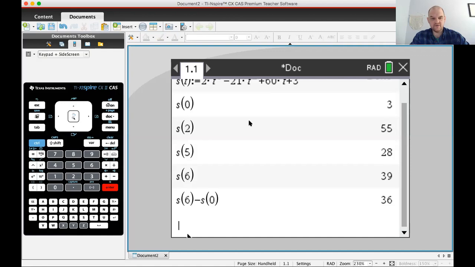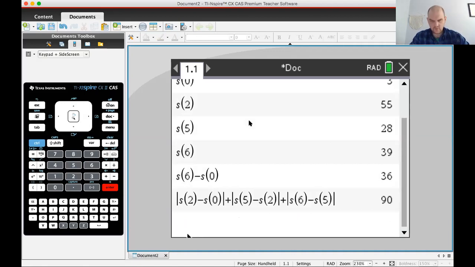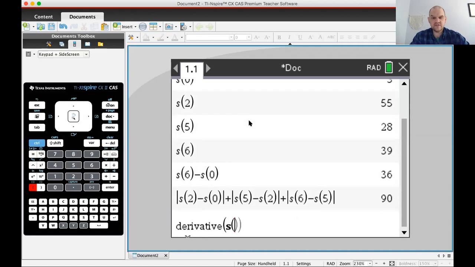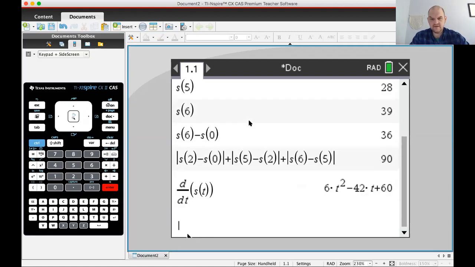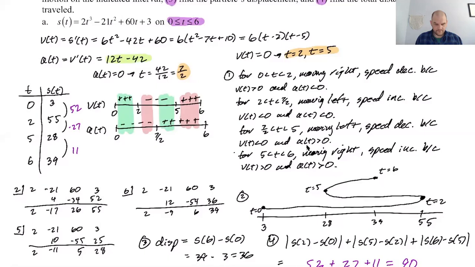And then for distance traveled, I need to do the absolute value of s of 2 minus s of 0, plus the absolute value of s of 5 minus s of 2, plus the absolute value of s of 6 minus s of 5, which is 90, which is what we got. Woo! We could also find the derivative of s of t with respect to t. We can solve when that equals 0 for t. We get 2 and 5. So it looks like everything is right. I'm going to go back to the notes, show that to you one more time, and then I will come back in the next video and do the next problem, which is going to be really similar.